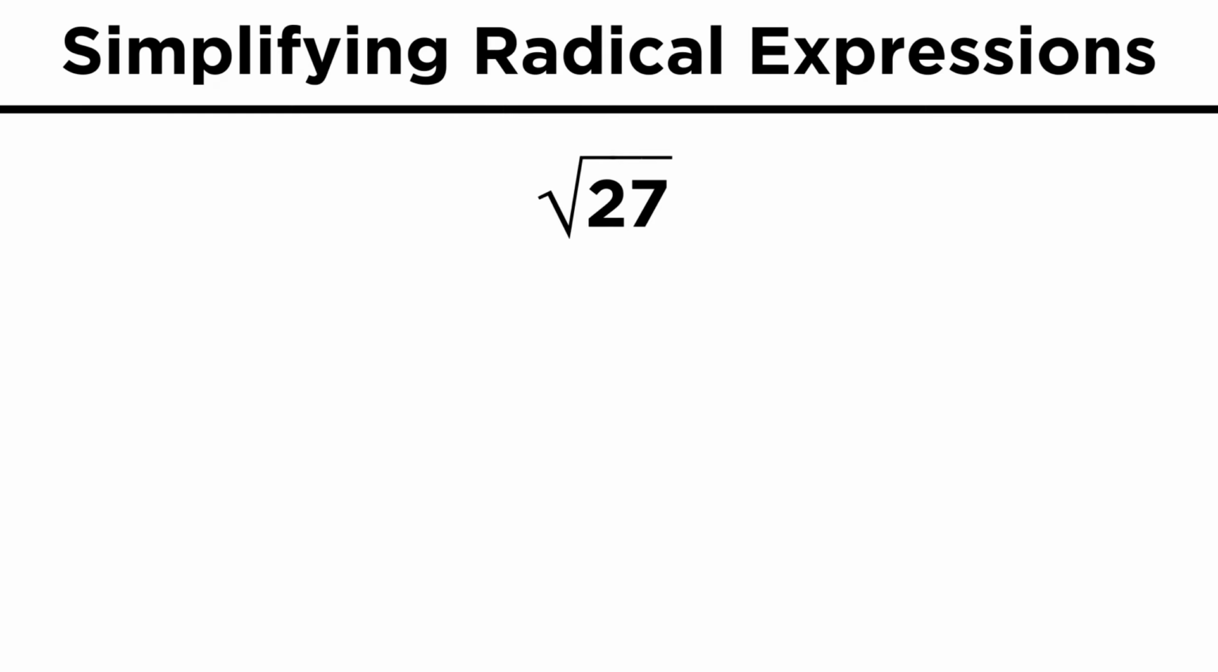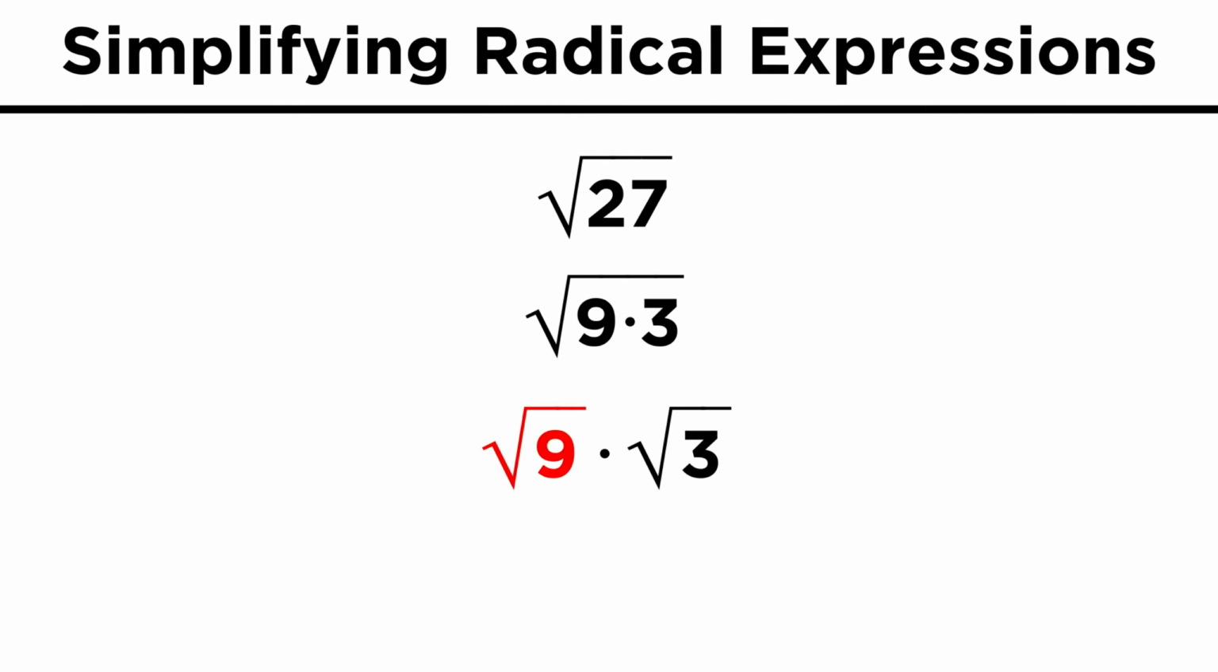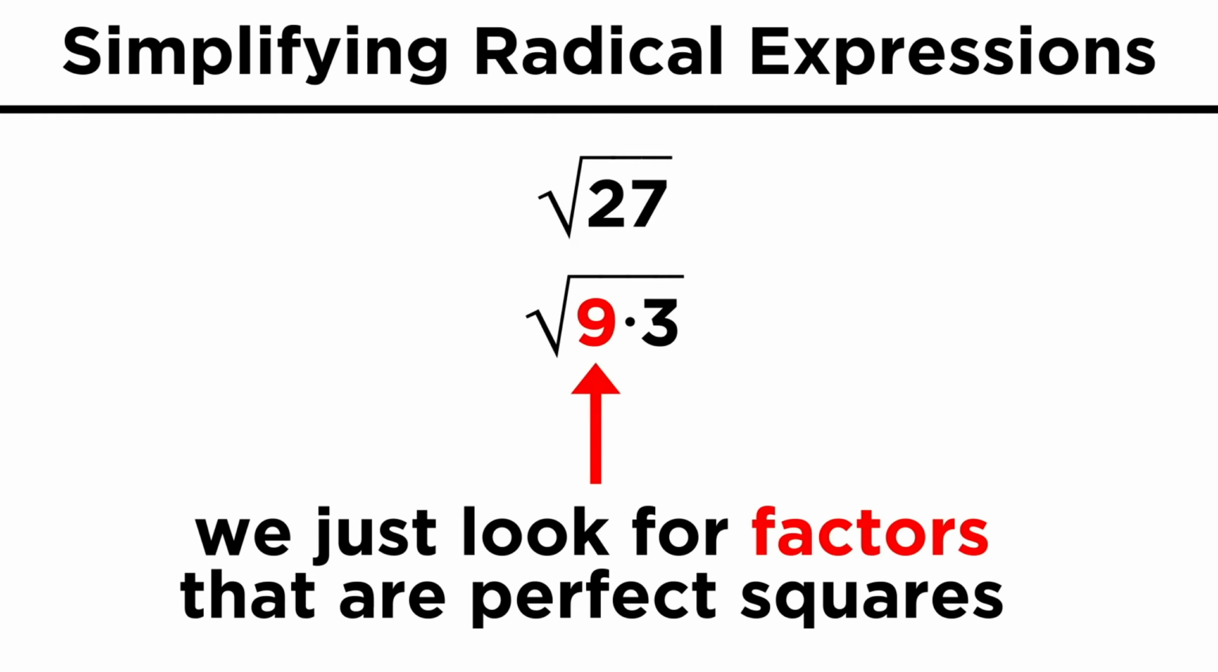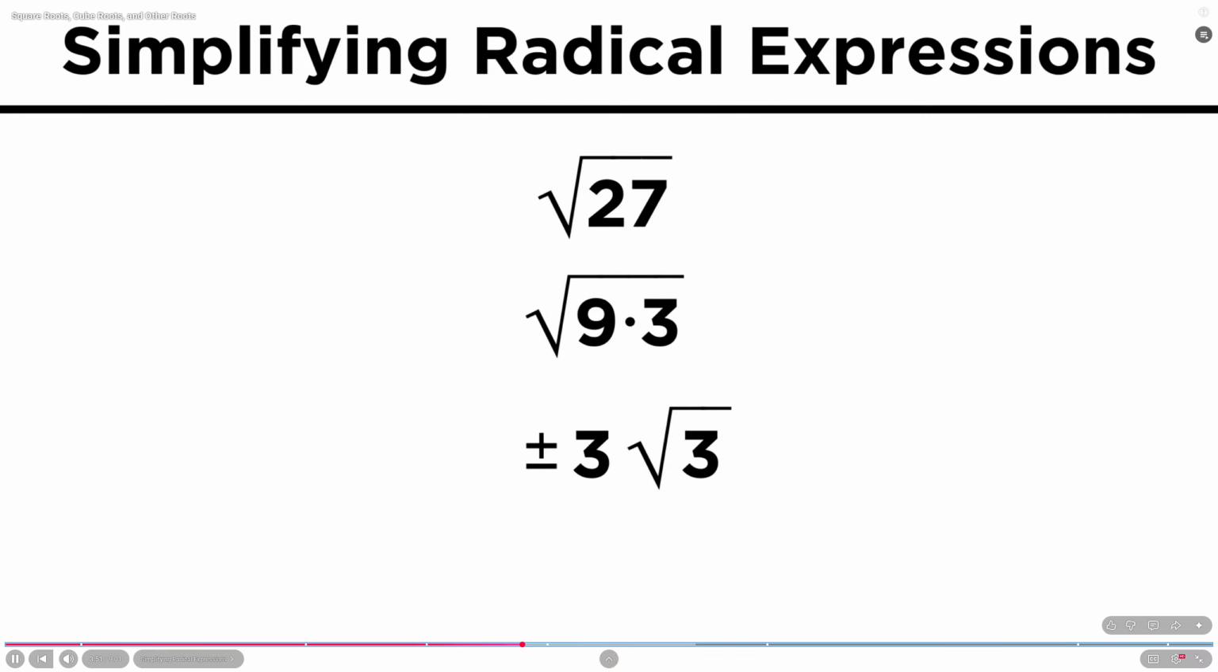We could say the same for root 27. 27 is 9 times 3, and root 9 is plus or minus 3, so we get plus or minus 3 root 3. Just remember to look for any factors that are perfect squares in order to get these expressions to their simplest form.